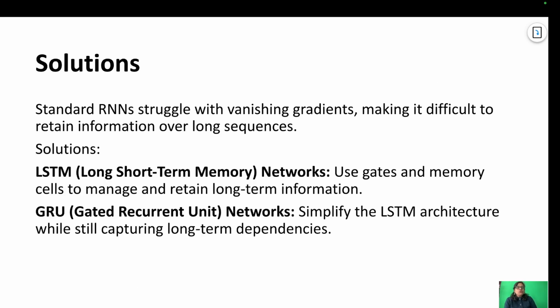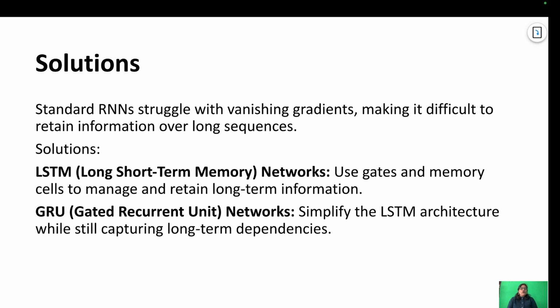So there are two solutions to extend the working of the RNN model to resolve the vanishing gradient problem. Two algorithms are introduced: the long short-term memory network, that is LSTM, which uses gates and memory cells to manage and retain long-term information. One more network is the gated recurrent unit, which simplifies the LSTM architecture while still capturing the long-term dependency.